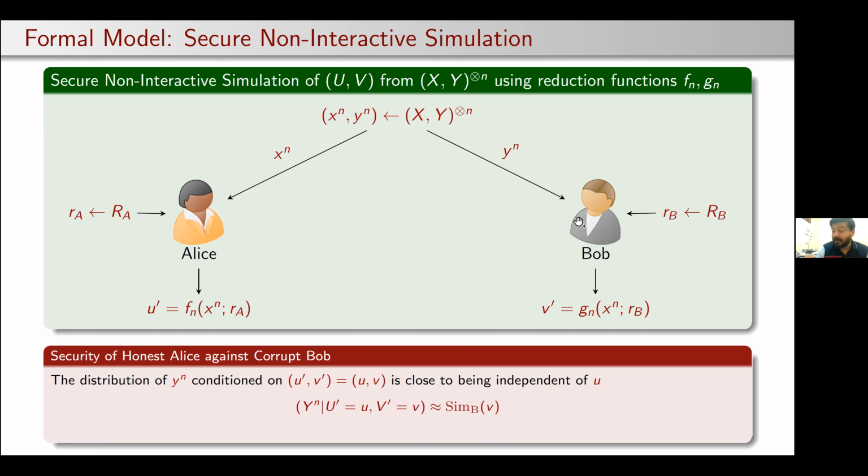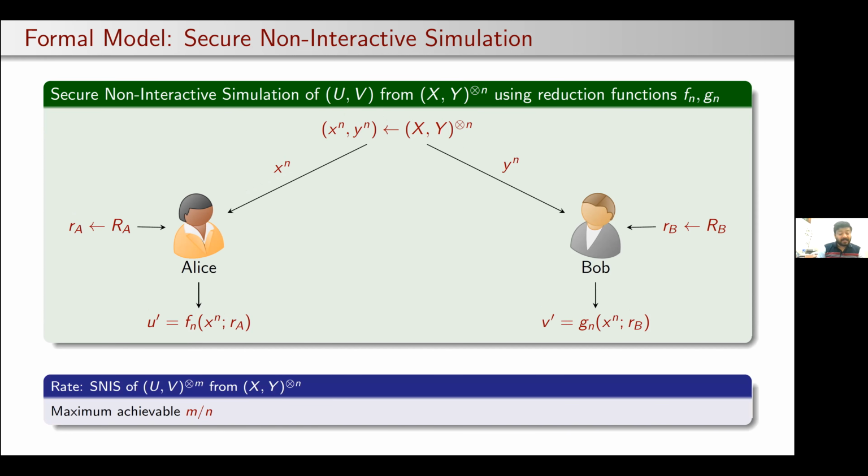Likewise, the security of honest Alice against corrupt Bob insists that the sample distribution yn conditioned on u prime and v prime should be independent of u. That is, this distribution is simulatable only using Bob's output V. These three conditions in this model define secure non-interactive simulation.